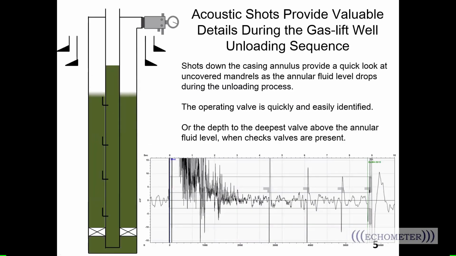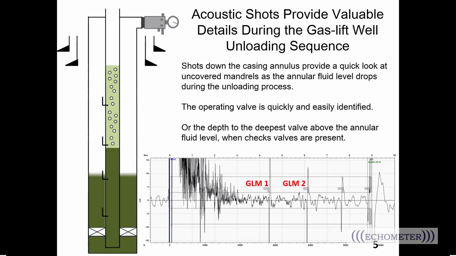So during the initial unloading sequence of a gas lift well, acoustic fluid levels can be used to monitor the unloading process. Some of the most valuable fluid level shots occur when the fluid level is compared to the gas injection depth. So shots down the casing annulus provide a quick look at uncovered mandrels as the annular fluid level is displaced by that high pressure gas injection into the annulus during the unloading process.